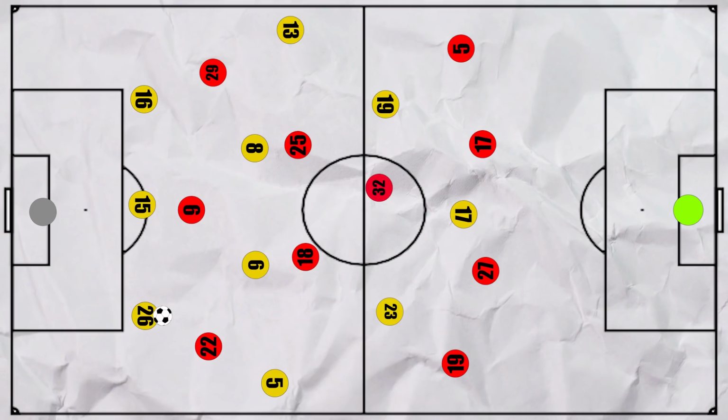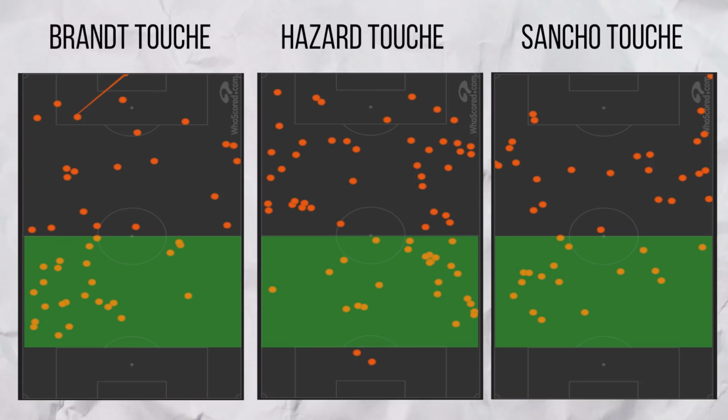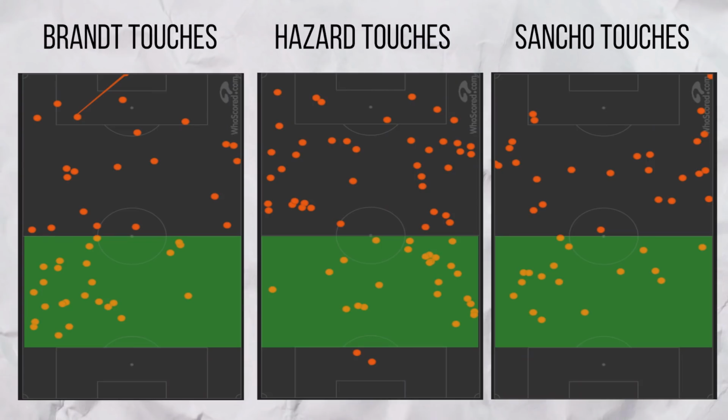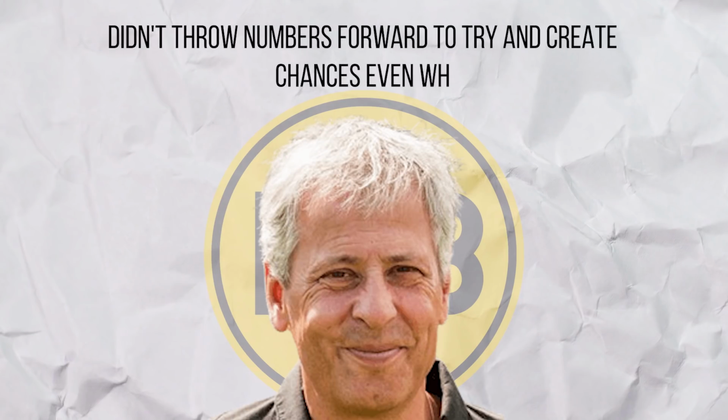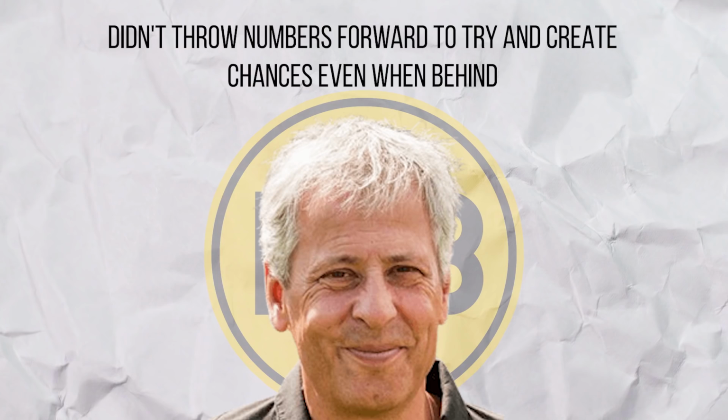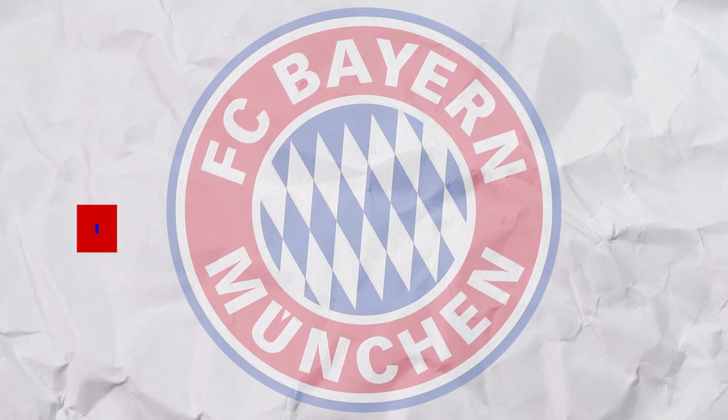Lastly, at times when building up, the wide forwards had to drop quite deep in order to try and give them numbers in these central areas to try and progress through this region, as you can see in the heat maps. But overall for Dortmund, we saw Favre's struggles with trying to find a goal when necessary, as even when behind, they didn't take the game to Bayern.